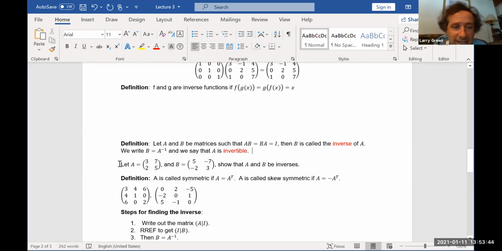All right, I'm going to give you a minute to do this yourself. Let's suppose A is 3, 7, 2, 5, and B is 5, -7, -2, 3. Let's see if you can show A and B are inverses. I want you to do it on a piece of paper, and then tell me if you get stuck, or tell me you got it and now you understand it. It shouldn't be hard, that's a hint. A little bit of calculation, nothing too bad.